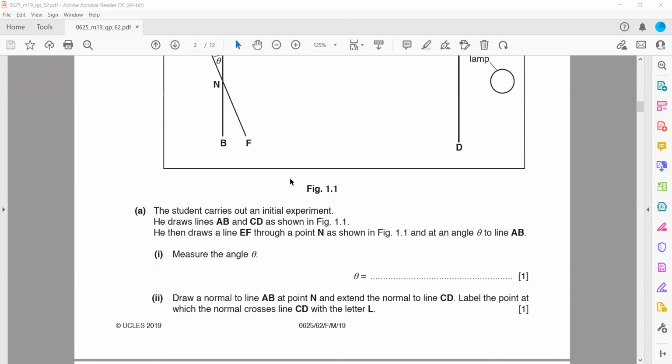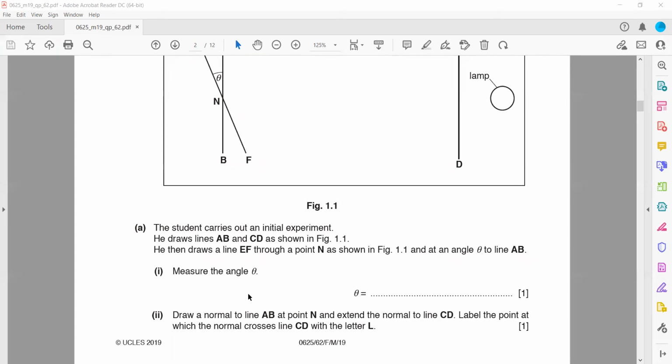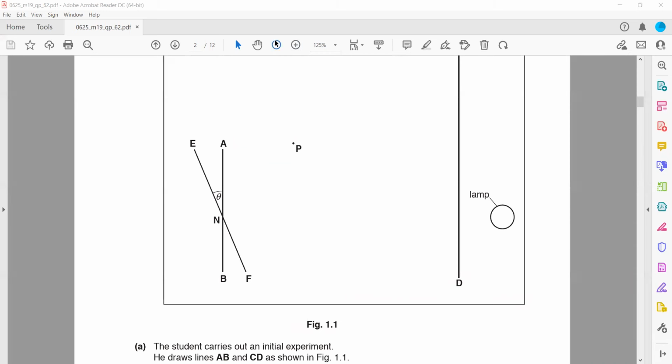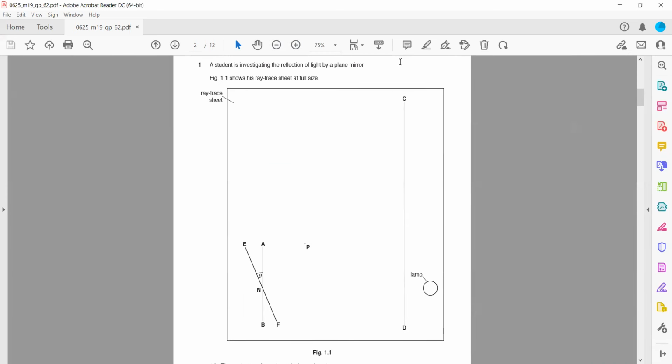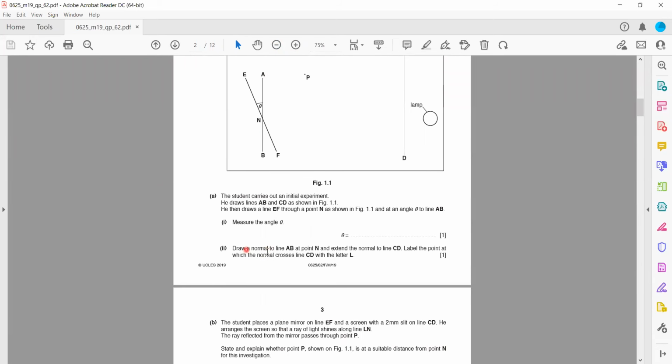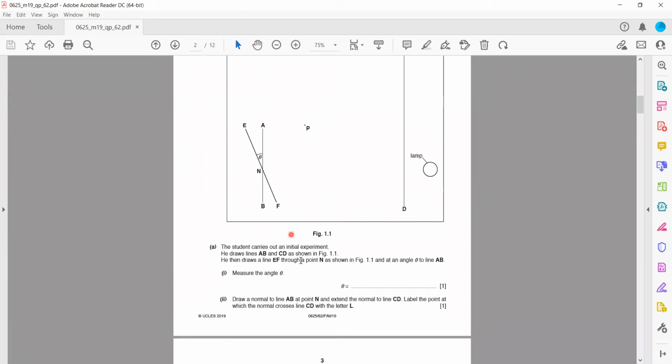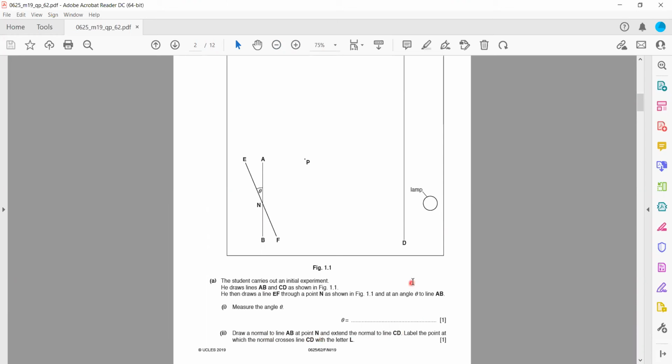The second part, draw a normal. Normal means the line which is perpendicular, 90 degrees. So draw a normal to line AB at point N and extend that normal to CD, and label the point at which the normal crosses line CD with the letter L. This is line CD, and this one is line AB. So we have to draw a normal to line AB at point N, and we have to extend it until it reaches line CD.